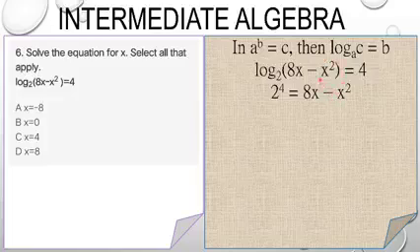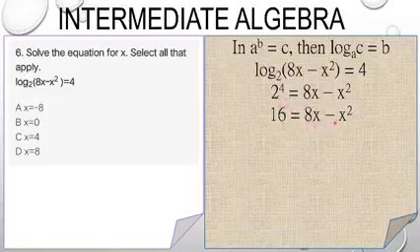So, thus, log of 8x minus x squared to the base 2 is equal to 4 is also the same as 2 raised to 4 is equal to 8x minus x squared. So, it's a bit easier to compare to our log, right? Okay, we will need to simplify. So 2 raised to 4 is also the same as 2 times 2 times 2 times 2. You need to multiply 2 by itself 4 times, and the answer is 16. Okay? Simplest form, 2 raised to 4 is equal to 16.